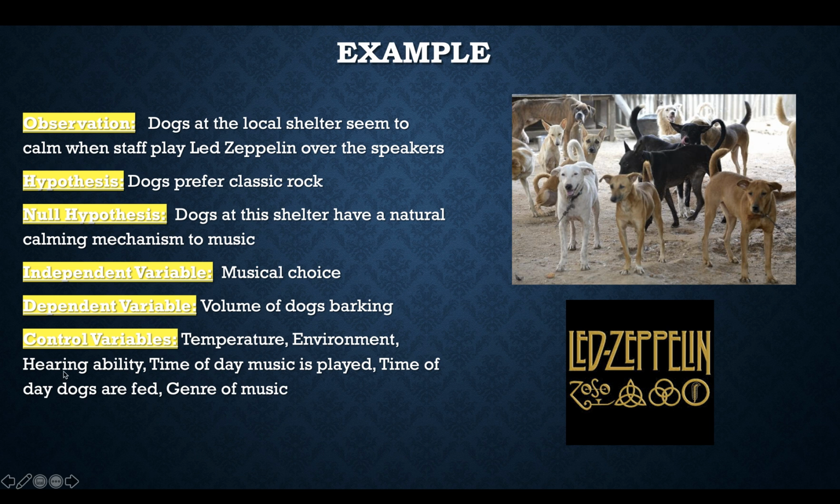And then finally, our control variables. What are the things that we have to keep constant in the experiment in order to be certain that the musical choice is what is causing the reduction in the volume of the dogs barking? So this is a lot of things: temperature, environment, right? Where are these dogs living? Maybe they're in bad living conditions or good living conditions. What are the dogs' hearing ability? And maybe the dogs can't hear at all. What time of day is the music played? Does that correlate to the time of day the dogs might be fed? Maybe they're responding to having a full belly as opposed to the Led Zeppelin. And the genre of music. So we have to make sure that we hold all those things constant so that we know the dogs are actually calming down because of Led Zeppelin, not something else.